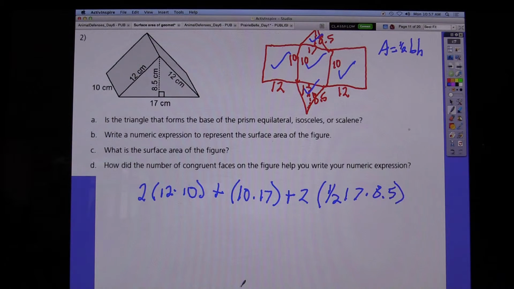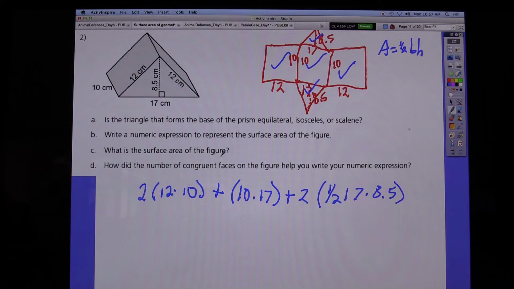Now, there's other ways I could have written it. Because of the commutative property of addition, I could have this grouping and this grouping, and I could have them in different orders, things like that. I could do a lot of things differently, but as long as students have a numeric expression that's equivalent to this one, they'll be okay.